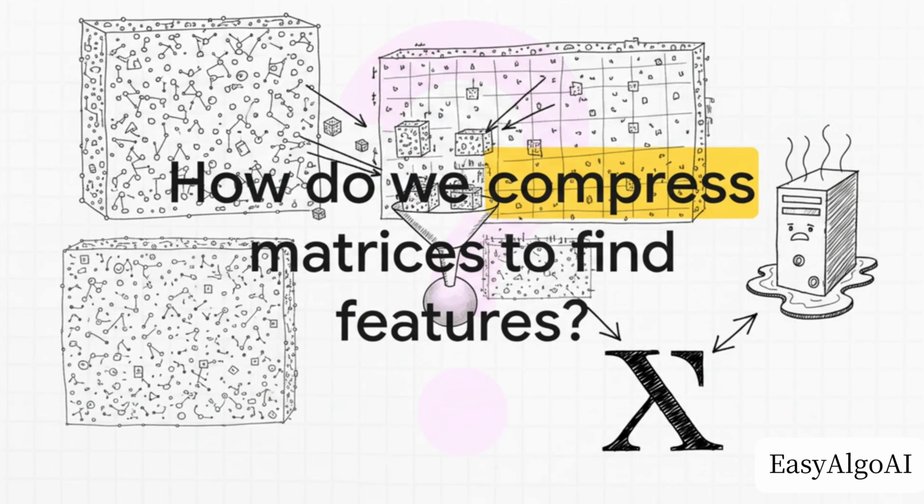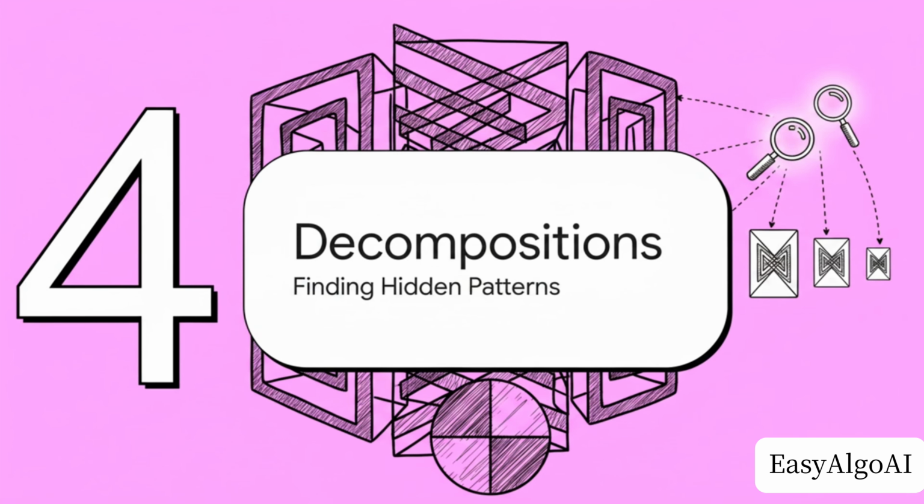But here's a huge practical problem. What if we have gigantic matrices of data? I'm talking millions of rows and columns. How do we compress them to find the most important hidden features without literally melting our computers? Dealing with huge data sets requires our next powerful tool. Section 4, Decompositions, finding hidden patterns by compressing the matrices.